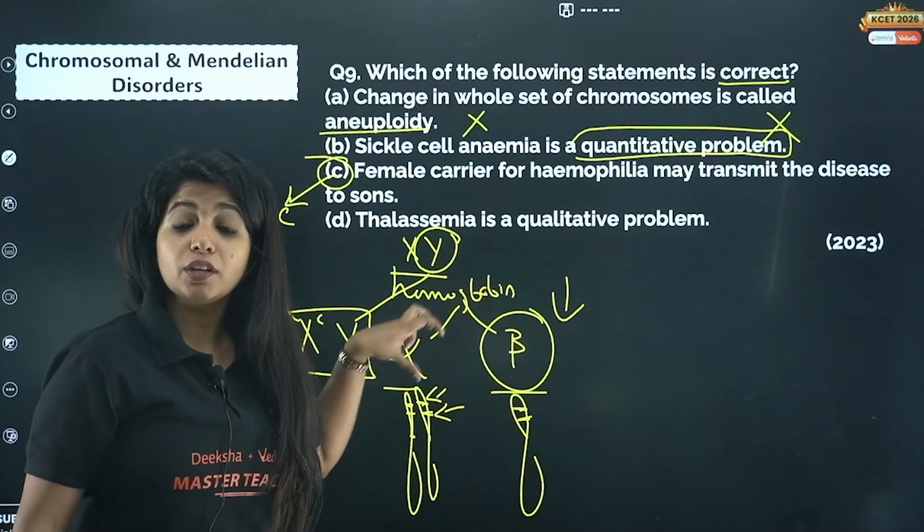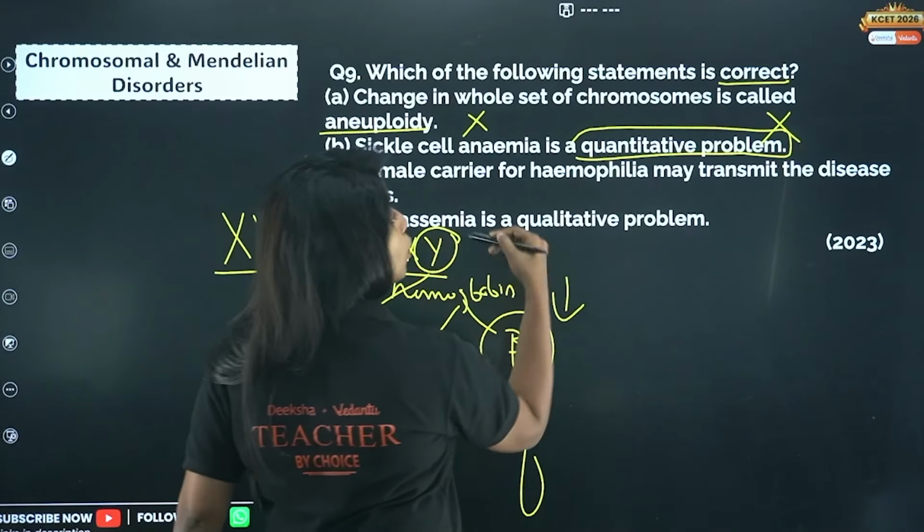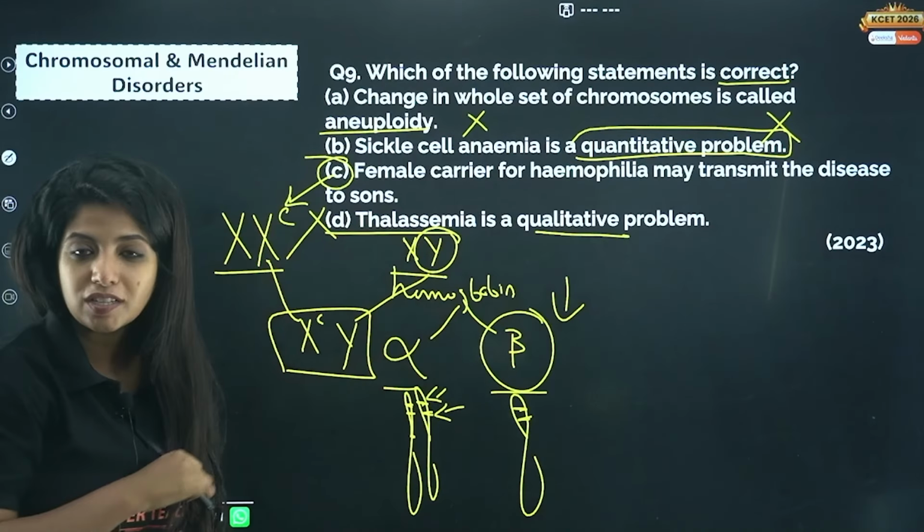So when the quantity of it reduces, the amount of hemoglobin also reduces, which is why it is a quantitative problem, not a qualitative problem. So this is again a wrong statement.